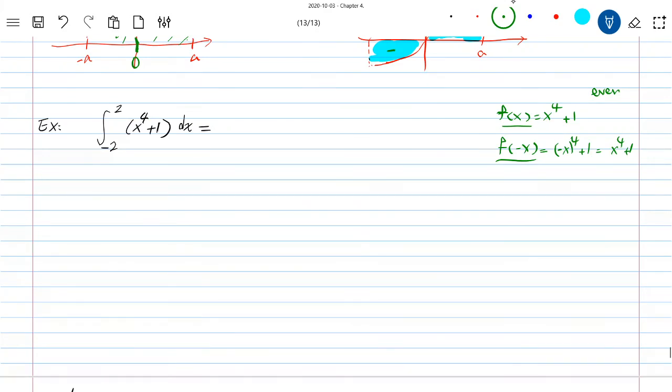So what is this integral? It is basically the same as 2 times, it's not the boundary. Let me change the boundaries to 1.